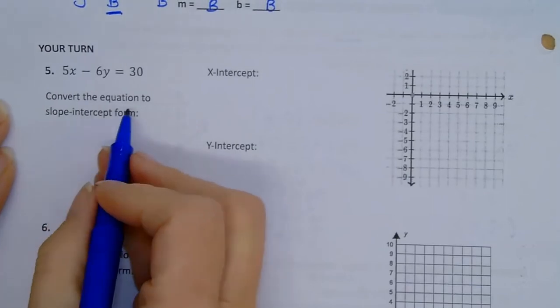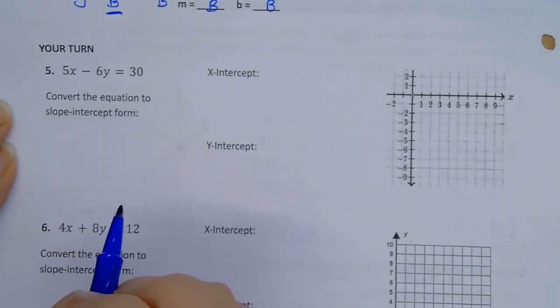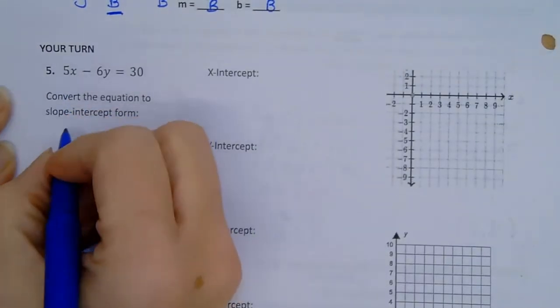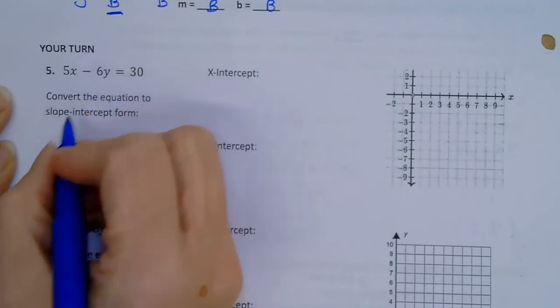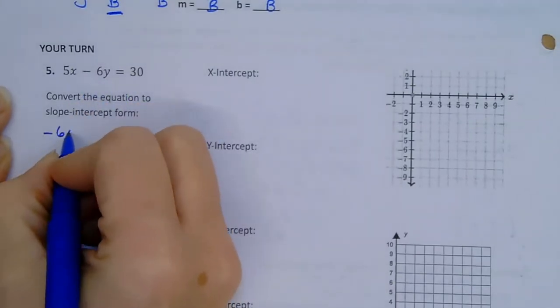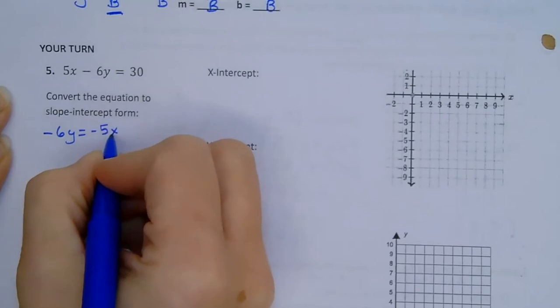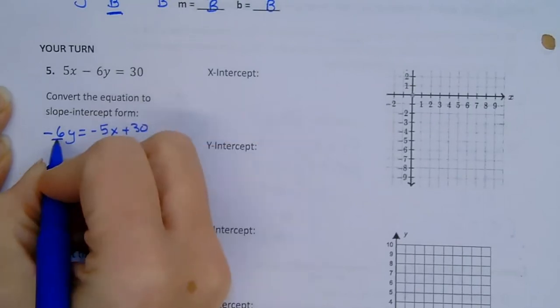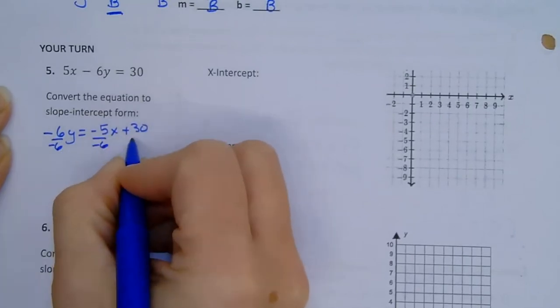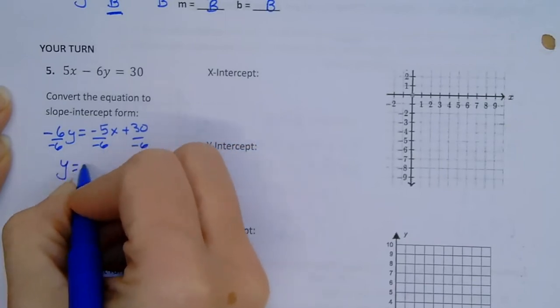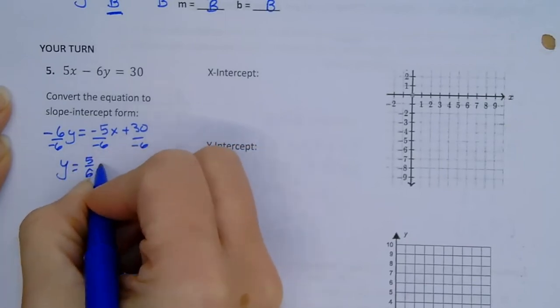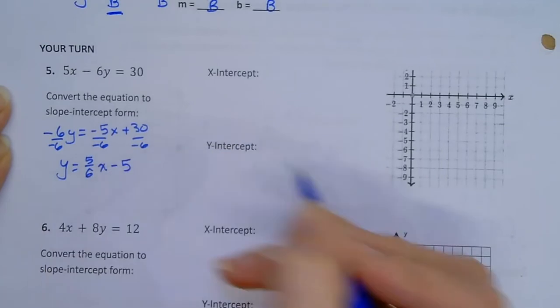All right, to convert this equation to slope-intercept form, I want to have y all alone. So I'm going to subtract 5x from each side, and I'm going to start there. I'll have negative 6y equals negative 5x plus 30. Then I'm going to divide every single term by negative 6. So I have y equals positive 5/6 x minus 5.